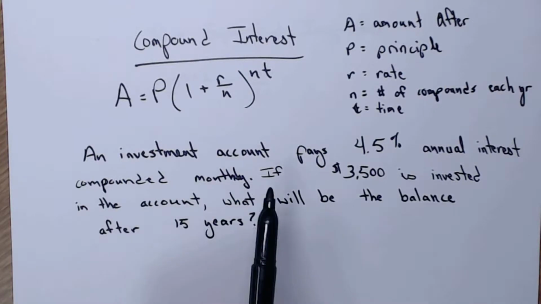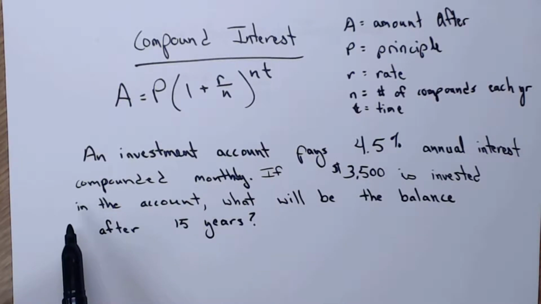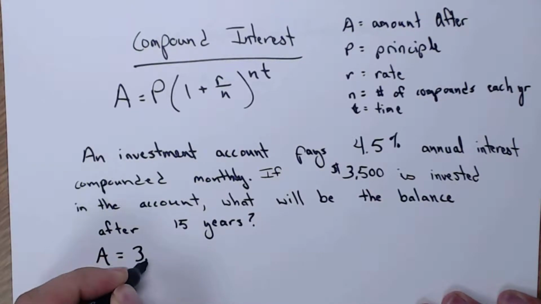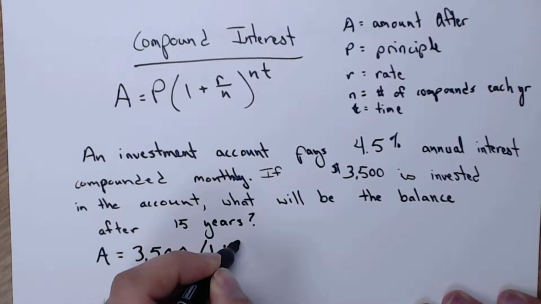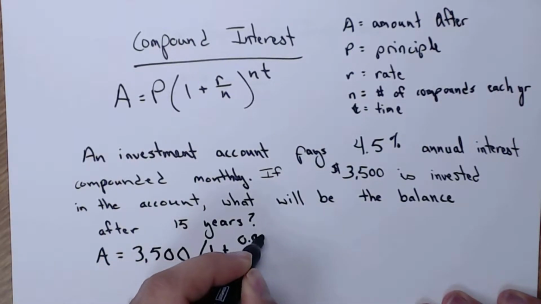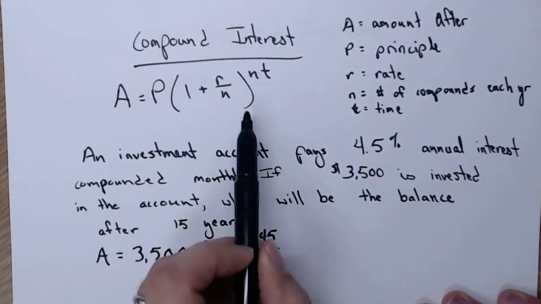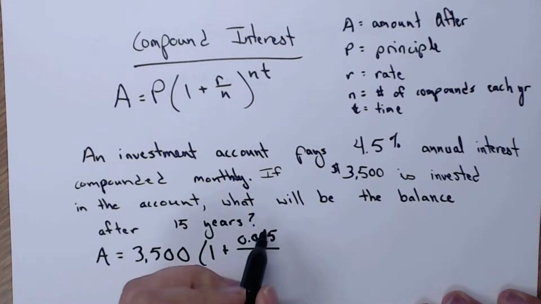Then we have an investment account that pays 4.5% annual interest compounded monthly. If $3,500 is invested in the account, what will be the balance after 15 years? So let's start substituting some stuff in. I don't know my amount after. I do know my principal. That's $3,500. Then I have 1 plus, this is going to be my interest rate, 0.045, divided by the number of compounds per year. Well, it was compounded monthly, so that's going to be 12.